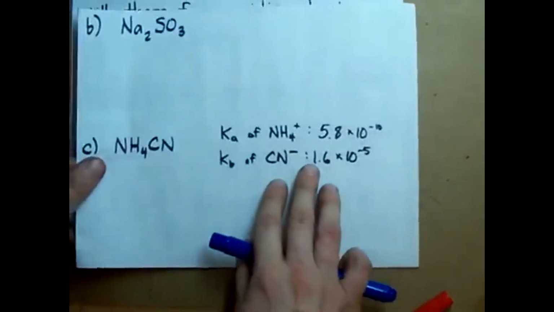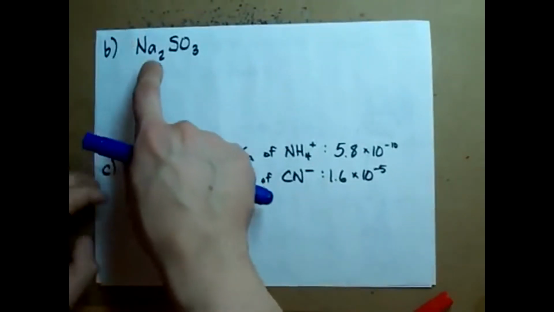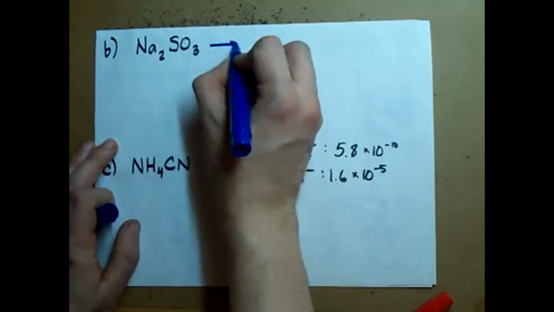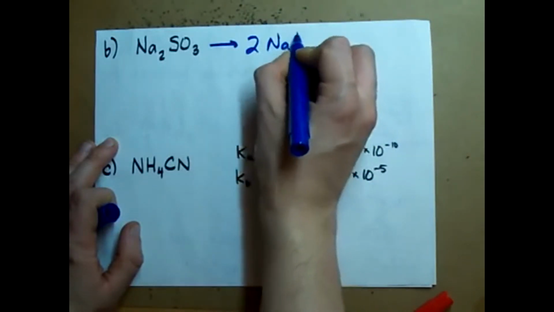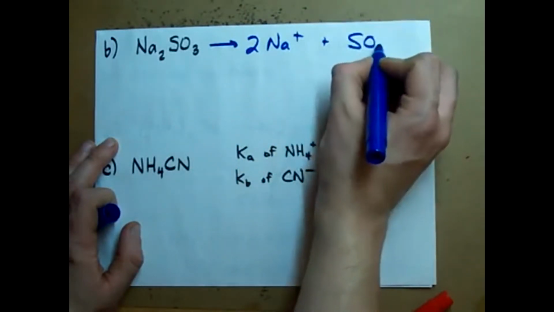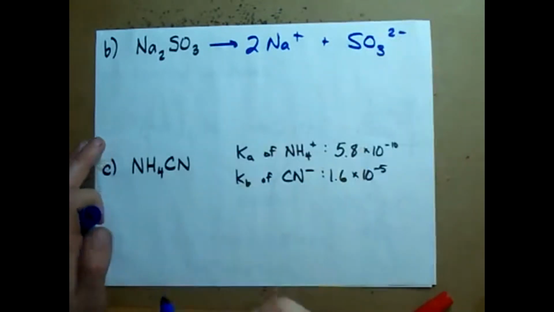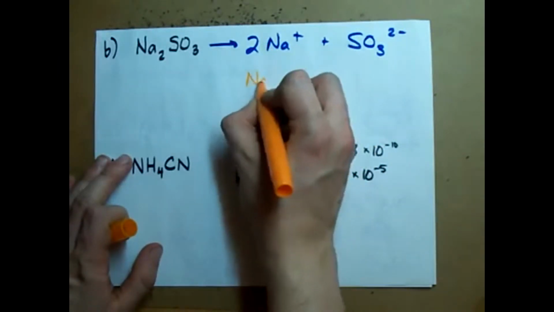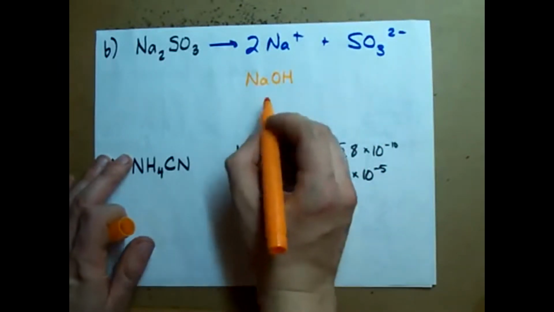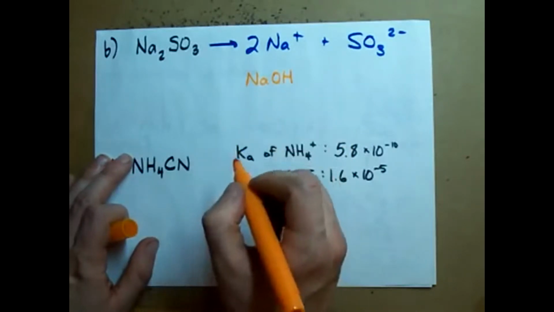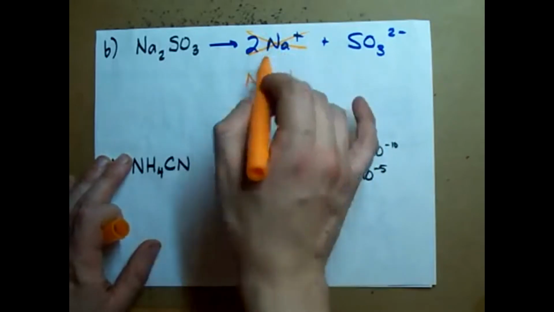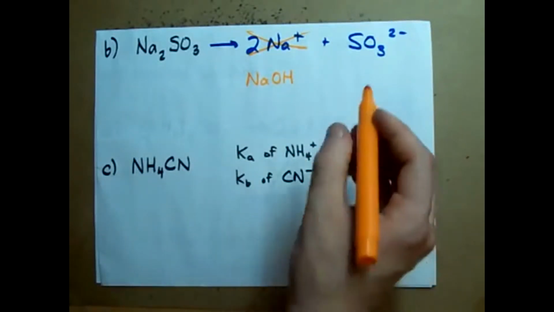Let's try this again. When you dissolve Na2SO3 in solution, what do you get? Well, you get two Na+ ions, and you get an SO3 2- ion. What are these the conjugates of? Well, this is the conjugate of NaOH, a strong base. That means this is weak and probably won't affect the pH of your solution.